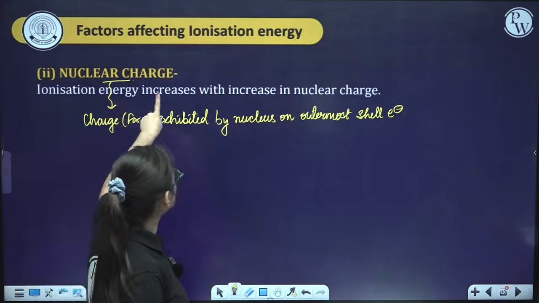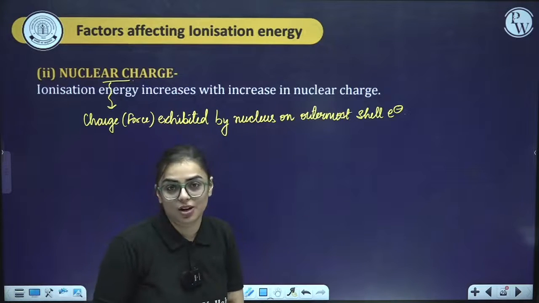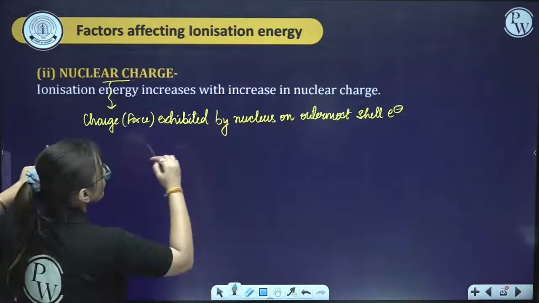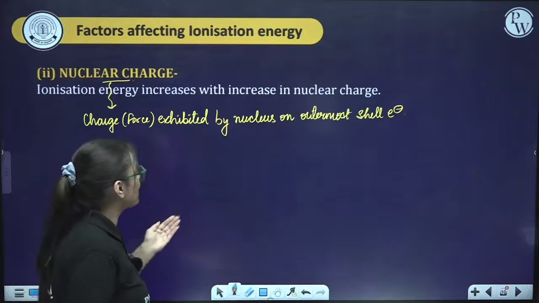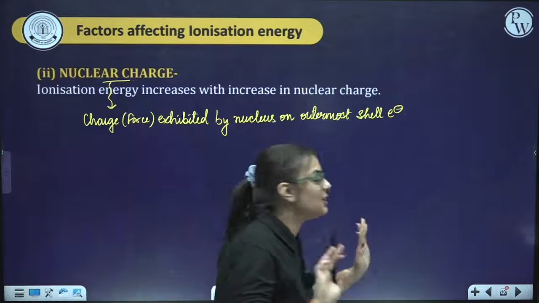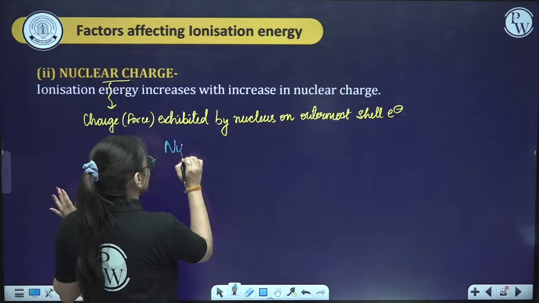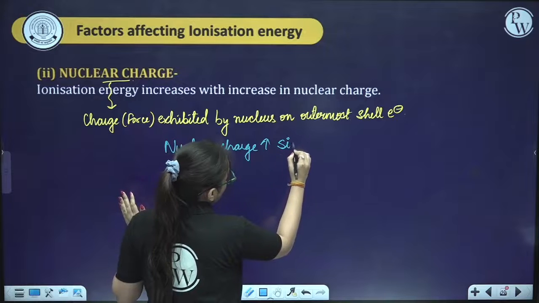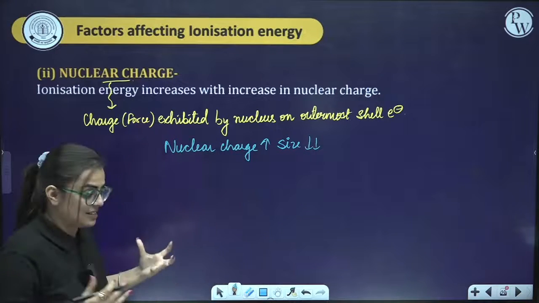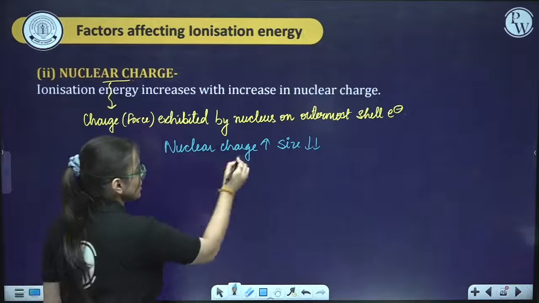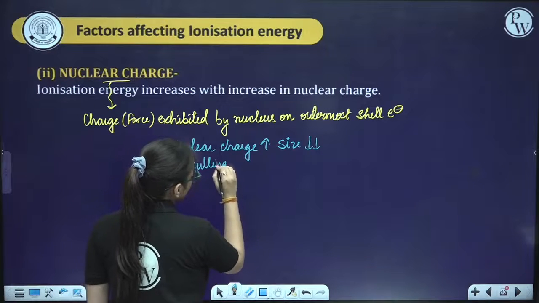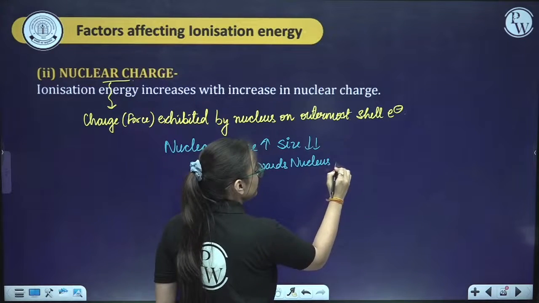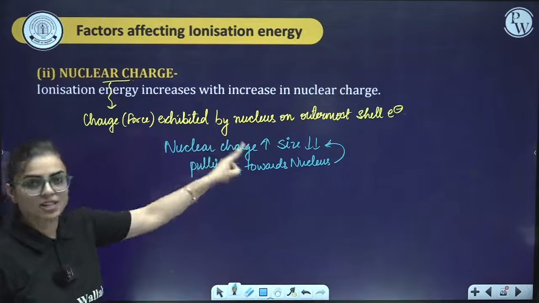Now, ionization energy increases with increase in nuclear charge. What I am saying is, ionization energy will increase with increase in nuclear charge. Why? Because the number of protons is increasing. You basically know this trend, no? Nuclear charge increases, so size decreases. Nuclear charge is increasing, that means it is pulling the electron towards itself, towards the nucleus, so size will decrease. If nuclear charge increases, size will decrease, right?